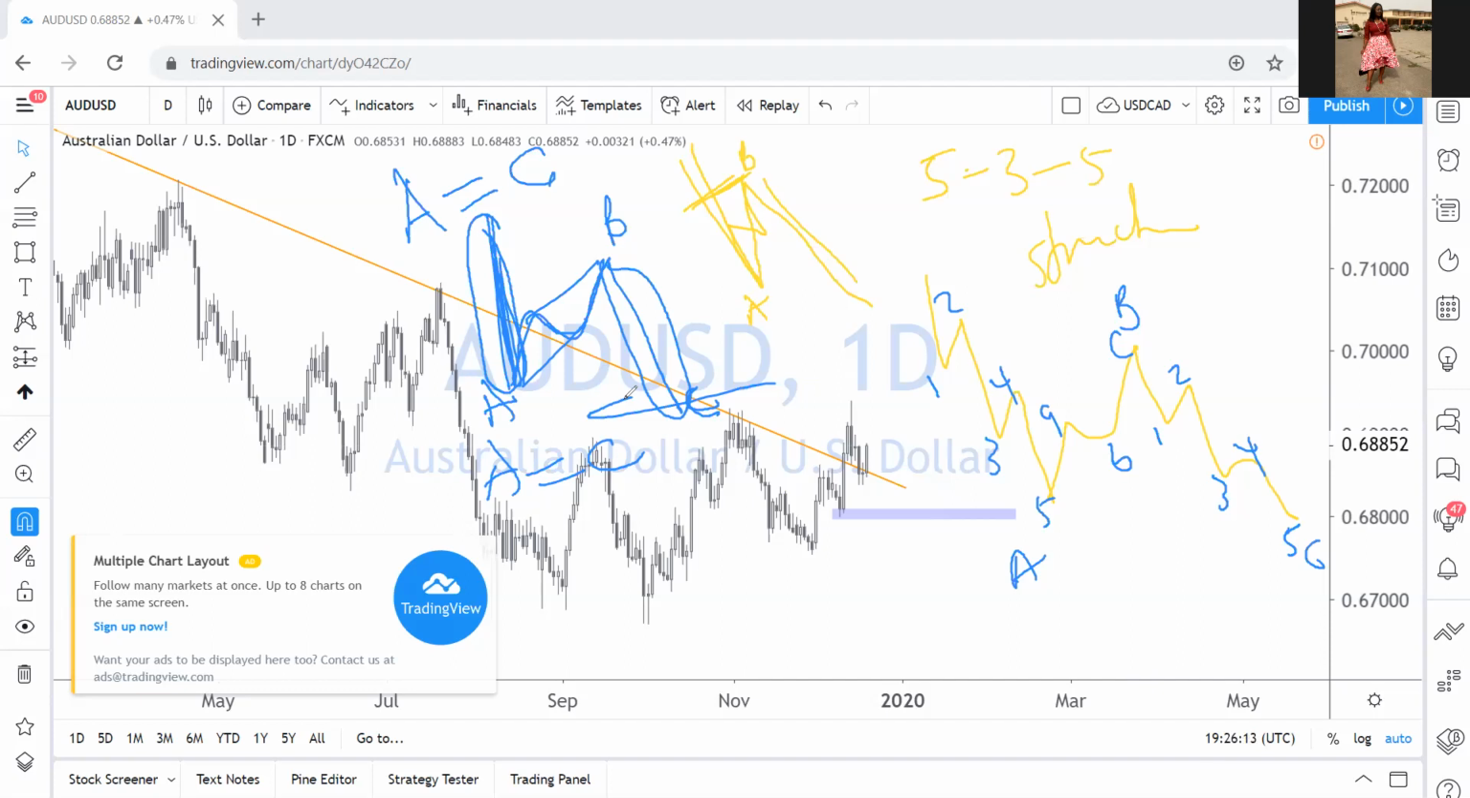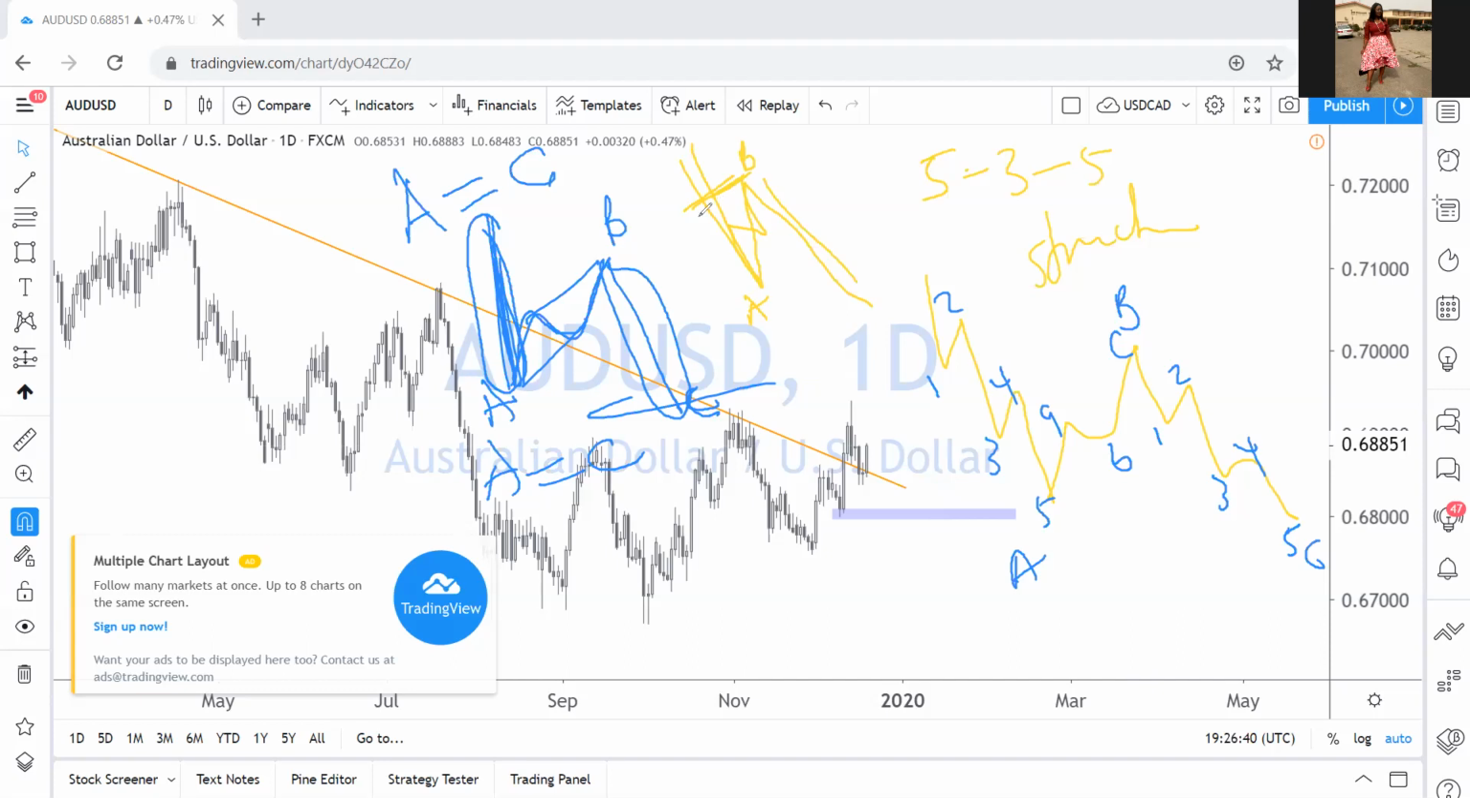Okay, so in summary, zigzag, I've said it, is a three-wave pattern labeled ABC. Number two, I've also told you that A is an impulse, a five-wave structure, C is an impulse, a five-wave structure, and B is a three-wave pullback. All right. And I've also told you that A must have a retracement.